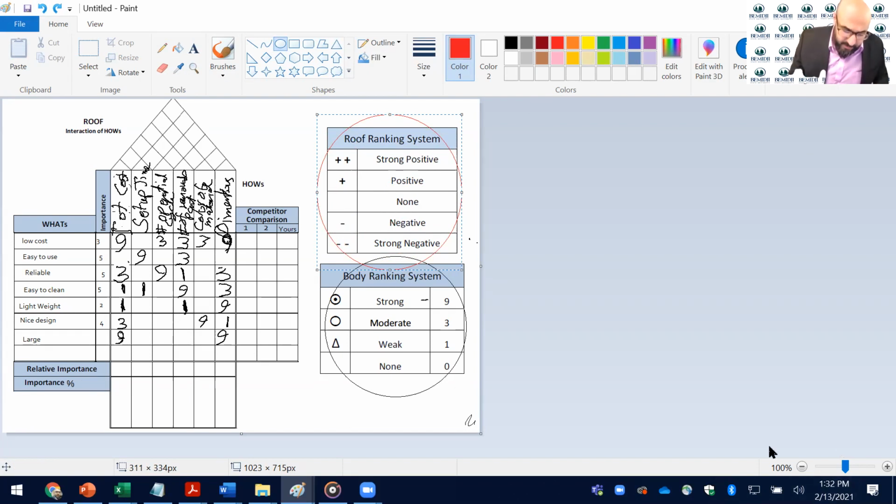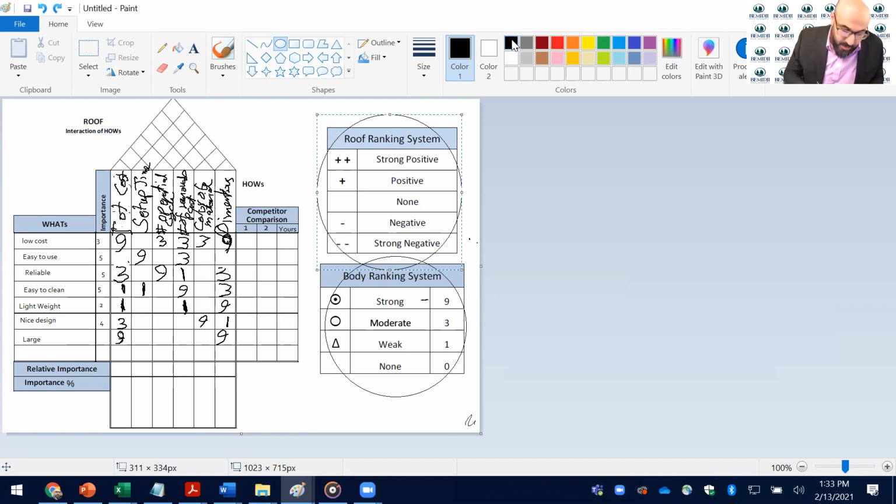So now let's figure out the relationship. I'm going to select the black. What's the relationship between total cost and setup time? Is it positive, strong positive, negative, strong negative? I don't see anything between total cost and setup time. The higher the cost, the higher the setup time? I don't think so. There's no relationship, so I'm going to leave it empty and not put anything.